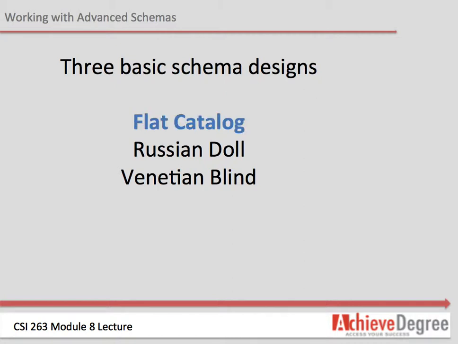Flat catalog design, sometimes referred to as salami slice design. All element and attribute definitions have global scope. The developer can then use references to the set of global objects to build the schema.